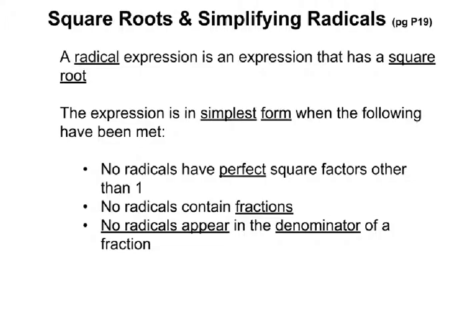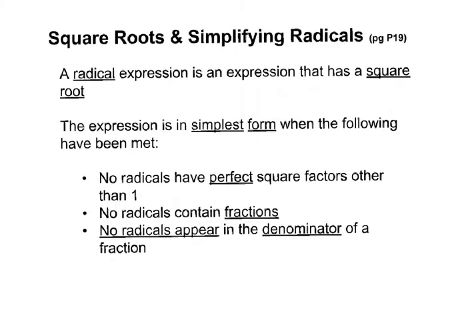So we're going to simplify radicals by making sure that they're in the simplest form. And that is true when no radicals have perfect square factors other than 1. No radicals contain fractions, meaning we can't have anything that looks like this. And no radicals appear in the denominator. So things that look like this. And we're not going to really talk too much about that today, but it will affect us later on in the school year.